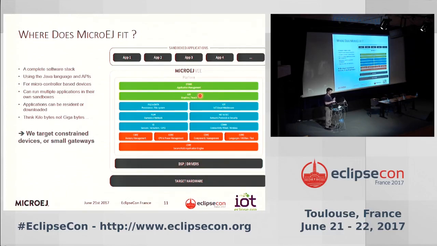And for devices that have cloud access, we also have libraries like HTTP and REST libraries that allow us to get access to the MicroEJ store. So the applications can be downloaded directly from the device to the board itself. So again, we target constrained devices, and we think in terms of kilobytes or sometimes megabytes, but not in terms of gigabytes or gigahertz, right?